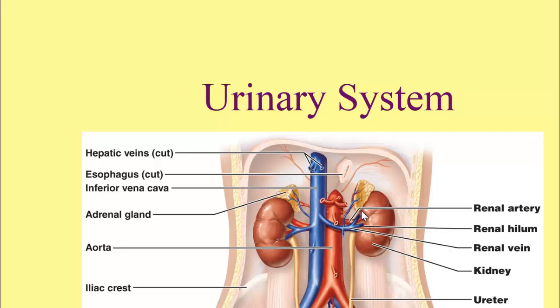We also talked about the indented portion of the kidney, which we call the hilum. And what we find at the hilum are the renal artery, renal vein, and the ureters.